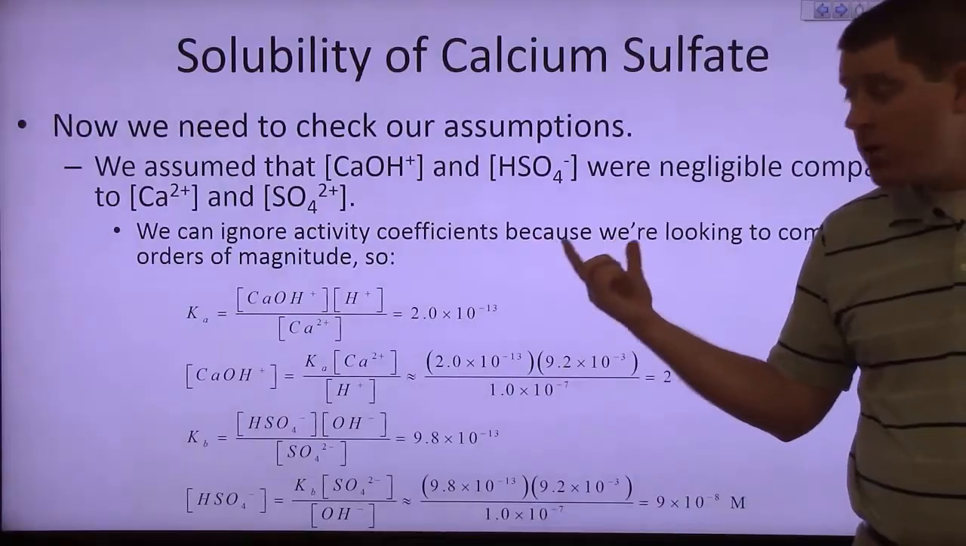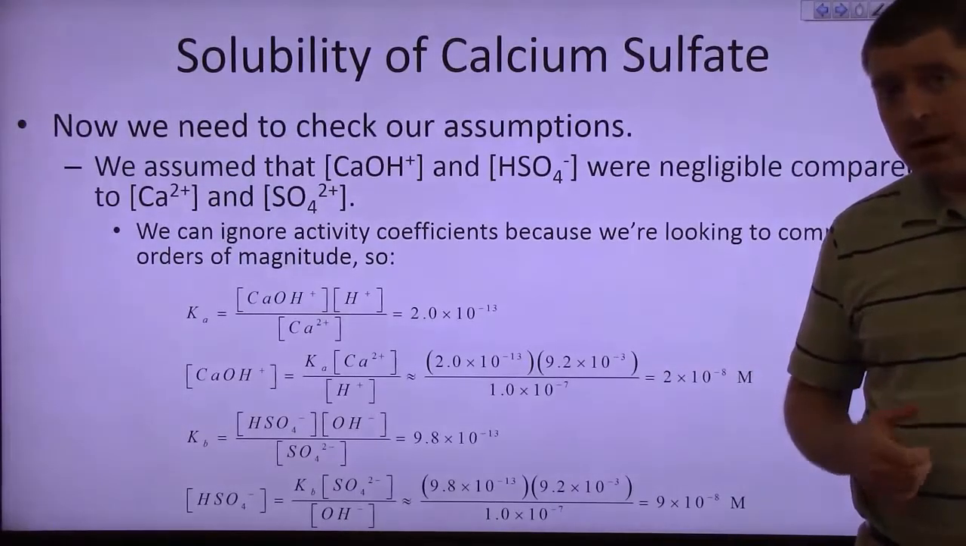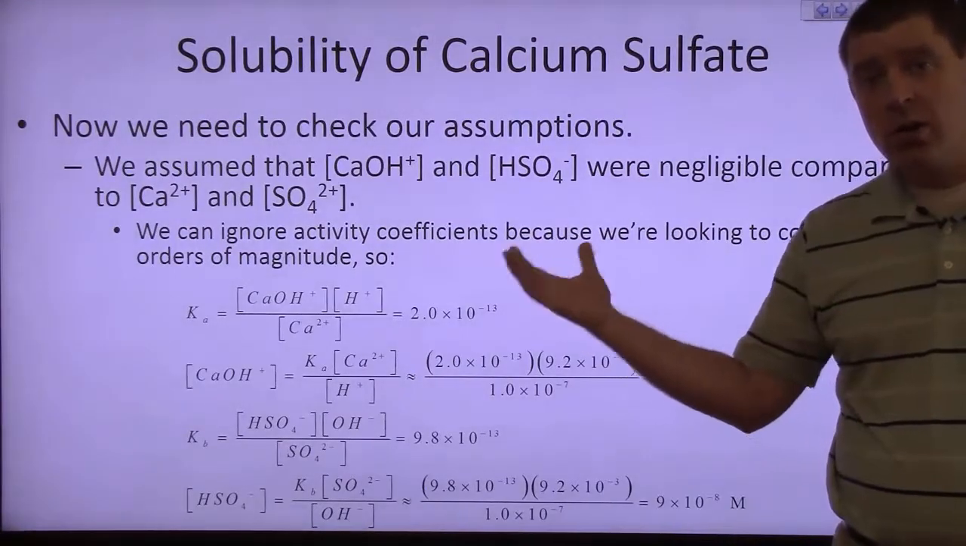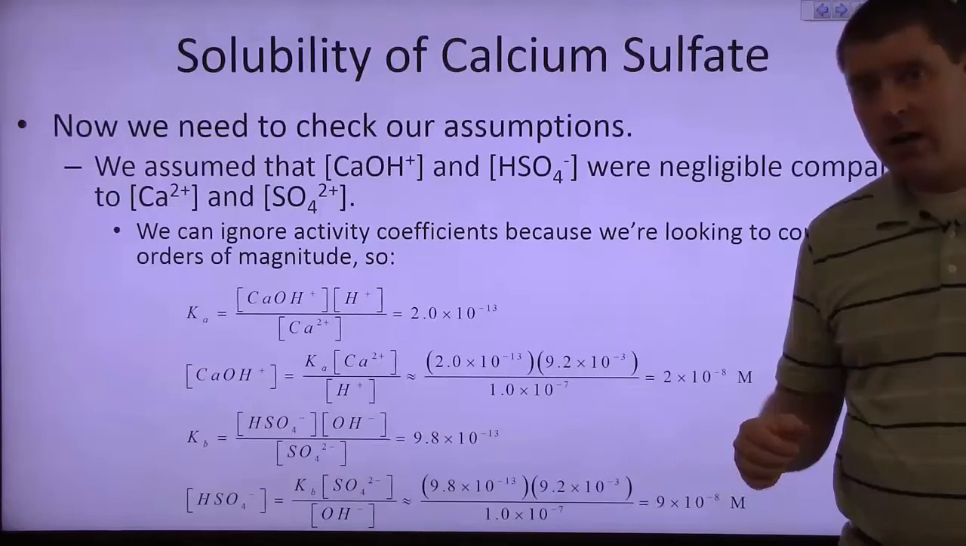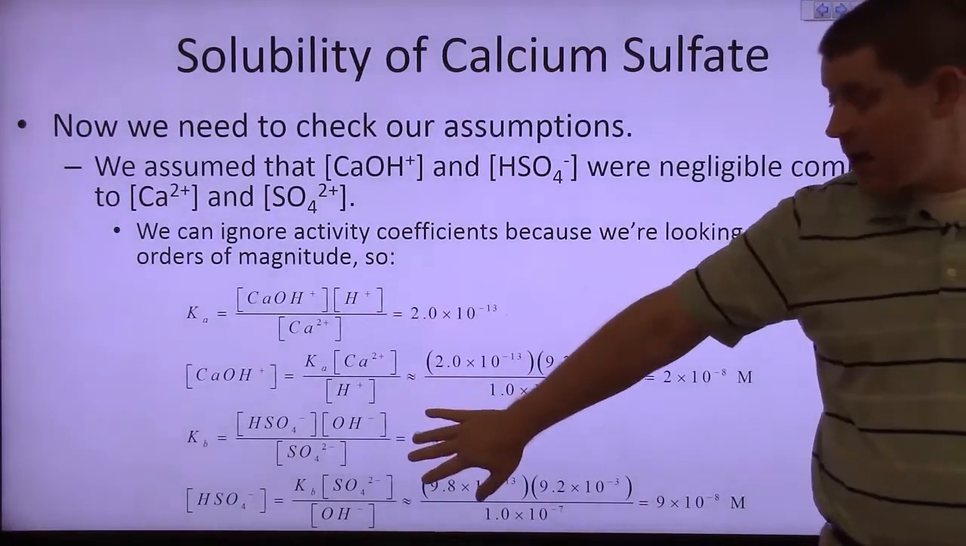Now, we can ignore activity coefficients because we're looking to compare orders of magnitude, not the perfectly accurate result. We just want a ballpark. Is the ratio between the values sufficiently high that we don't need to worry about these smaller concentrations? So let's look at our Ka and our Kb.